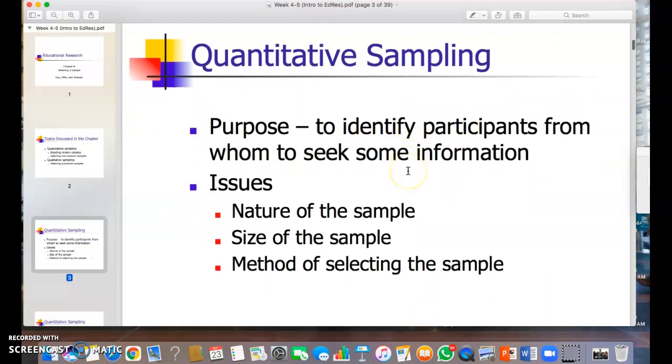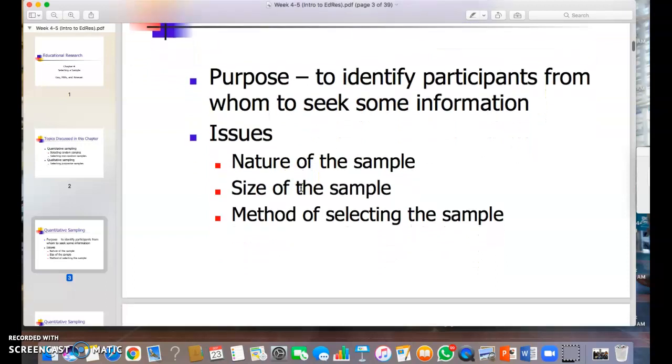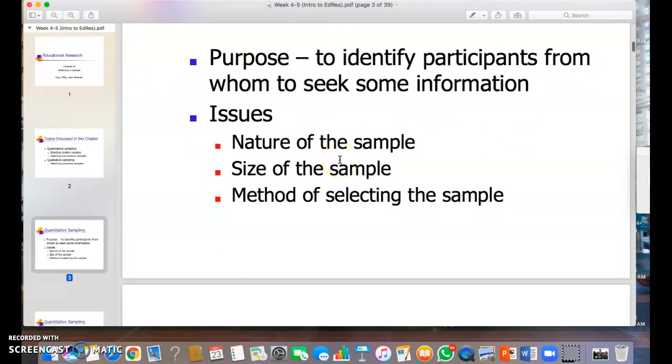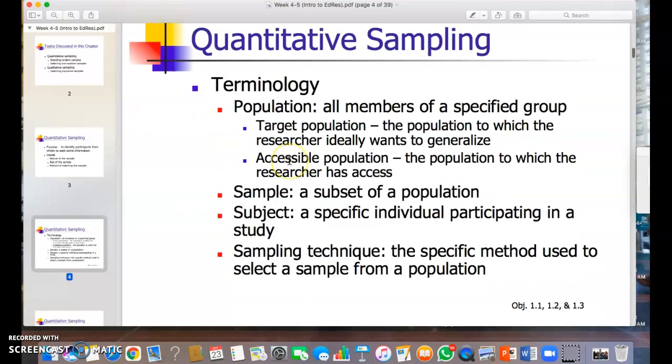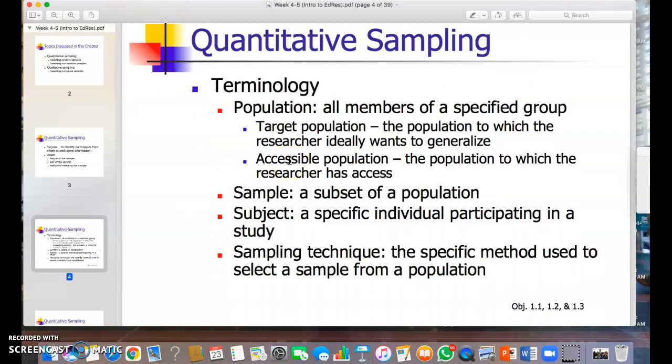Let's talk about the purpose in quantitative sampling. Why do we have to choose a sample? The purpose is to identify participants from whom to seek some information. So we're going to have some information, so we need to find and select the samples. The issues are the nature of the sample, the size of the sample, and the method of selecting the samples. Let's talk about quantitative sampling. In quantitative sampling, we have some terminologies such as population, sample, subject, and sampling technique.